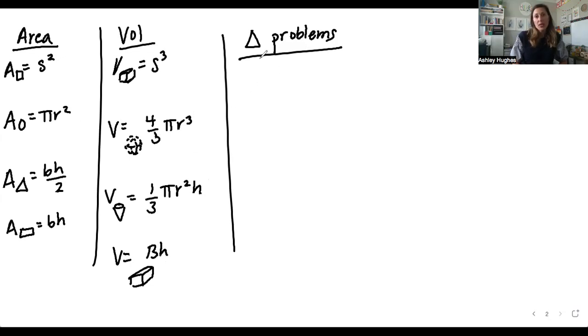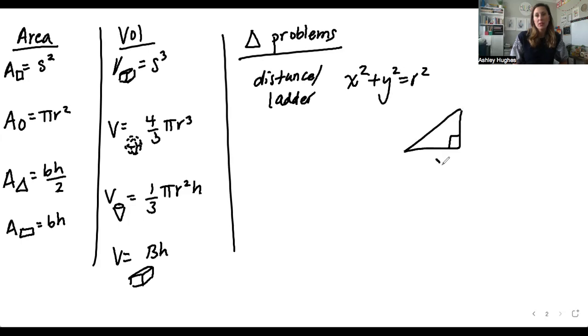Triangle problems, okay, there's a few different ones here. A lot of times we're talking about distance. If you're talking about distance or the ladder problem, and I will explain this to you later, you use the Pythagorean theorem, x squared plus y squared equals r squared. One of these might be a constant variable where you can use a number, and I'll explain that more.